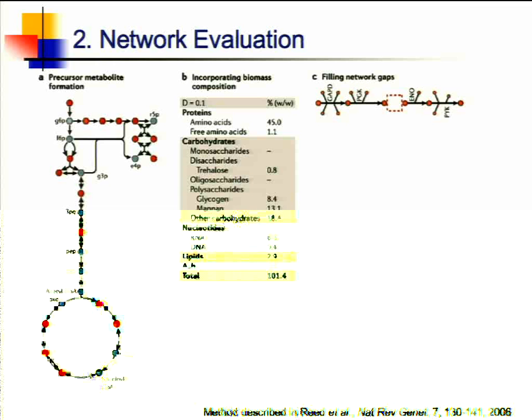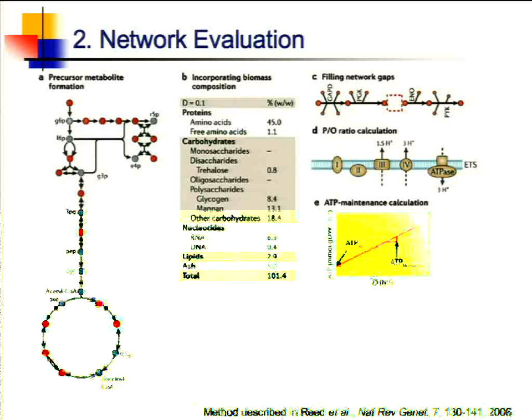mathematical model, and if there are gaps, we go back to the first step, either to look at the literature or use other more advanced computational methods to try to fill the gaps with new additional reactions or additional gene annotations.